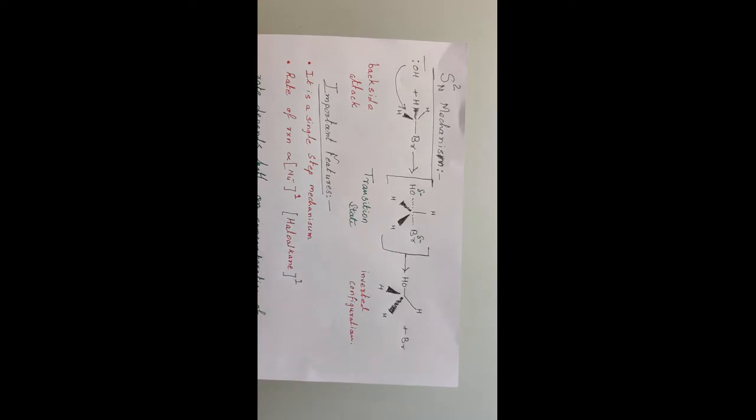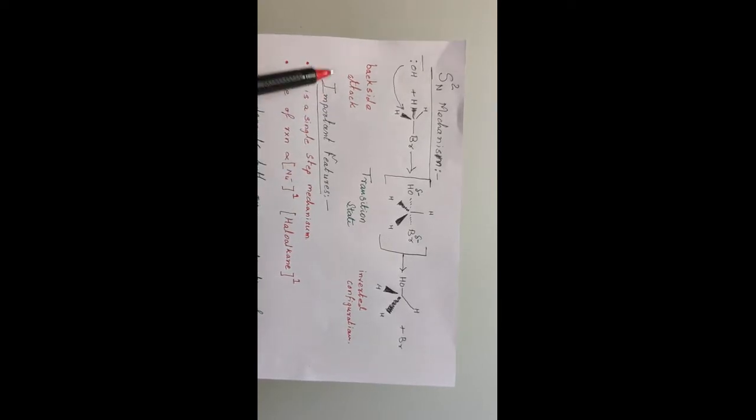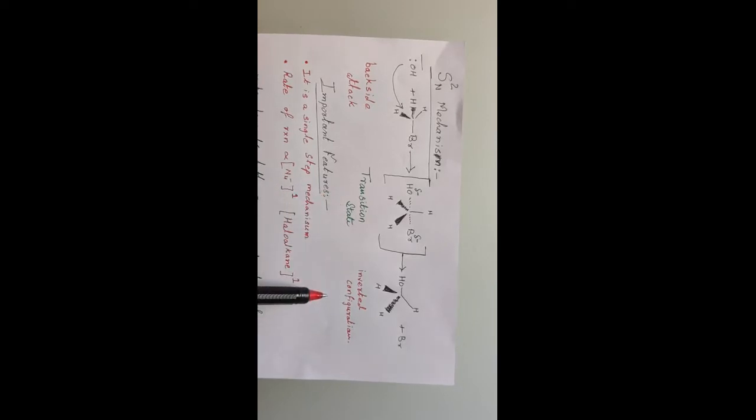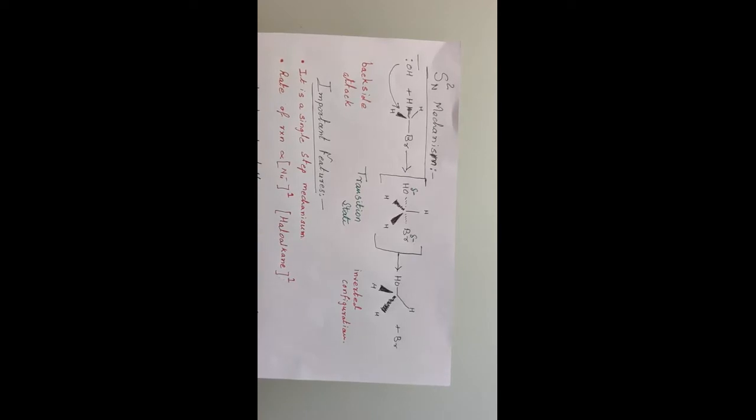Now you remember we discussed 3 features. Out of them, 2 features I have written over here. See, it is a single step mechanism. Okay, so everything, the attack leading to a transition state and then forming a product, takes place in a single step. Then the rate of reaction, that means how fast the reaction will proceed, depends upon 2 things, and that is why it is known as what? Substitution nucleophilic bimolecular mechanism. So the rate of reaction depends upon the concentration of this nucleophile as well as the concentration of this haloalkane. Can you see it over here? Rate of reaction is directly proportional to the concentration of the nucleophile and the concentration of haloalkane, and that is why this is substitution nucleophilic bimolecular mechanism.